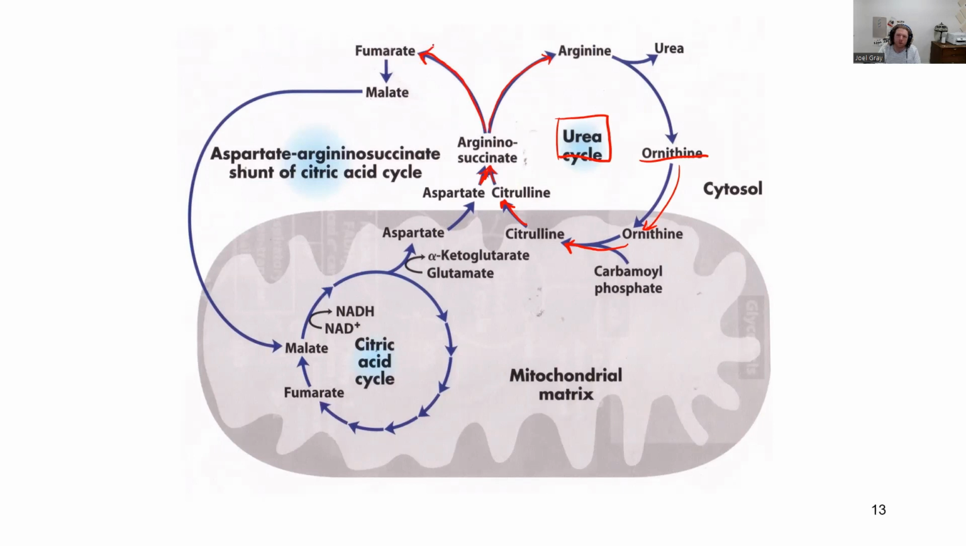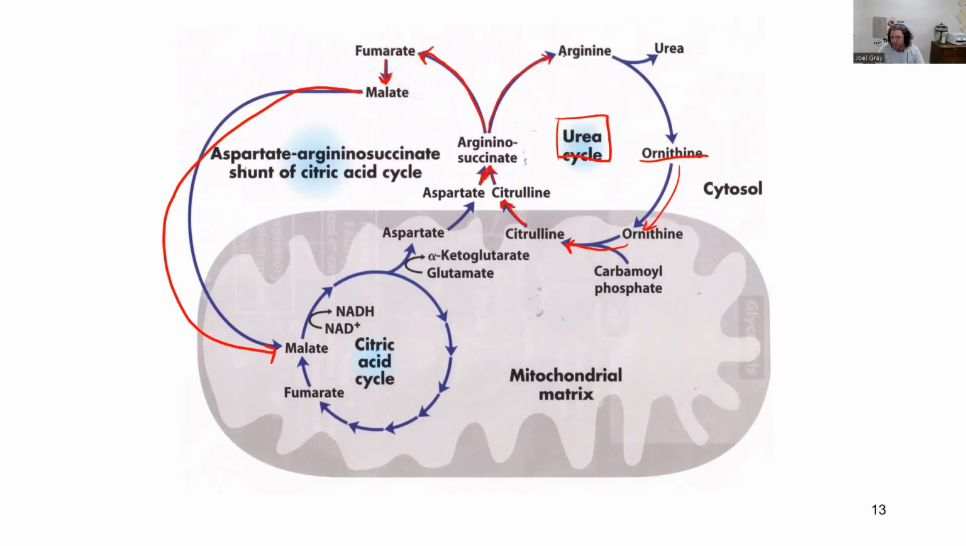Fumarate is a molecule that should sound a little bit familiar to you because we've talked about fumarate in the citric acid cycle. Well, fumarate can be metabolized to malate. Malate uses a malate aspartate shuttle to get back into the mitochondria, in which case it can be utilized in the citric acid cycle.